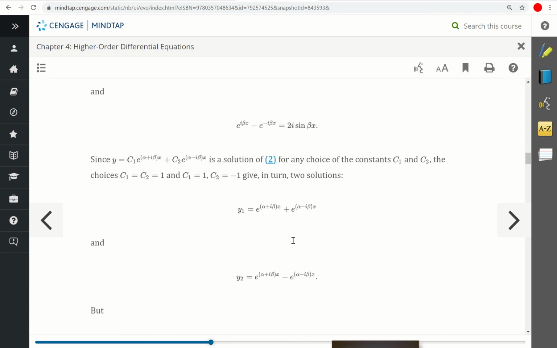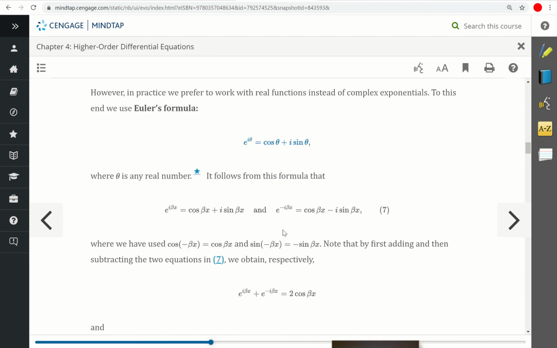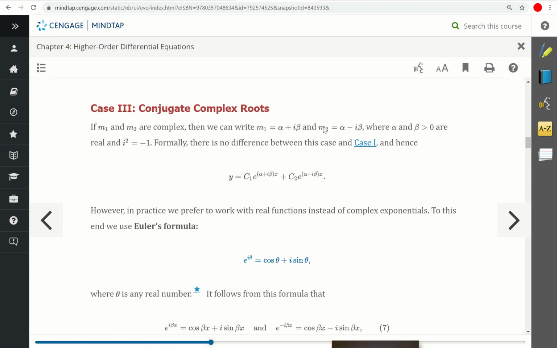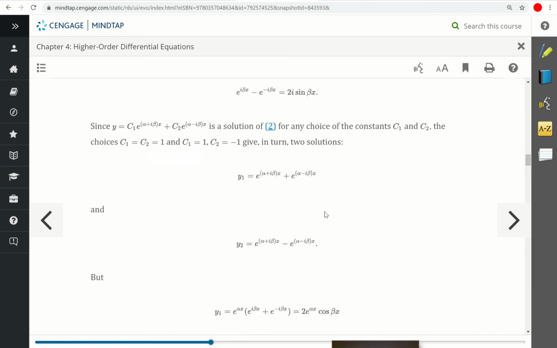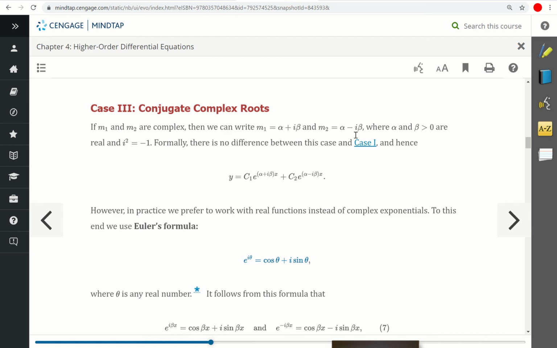So we're able to rewrite this, and I'll let you all work through the algebra, but if you try to simplify this, what you're going to get is the following. The solution in this case would be y equals e to the alpha x, where alpha is the real part of your complex solutions, times c1 cosine beta x plus c2 sine beta x, where beta is the imaginary part of your complex solution. Okay.